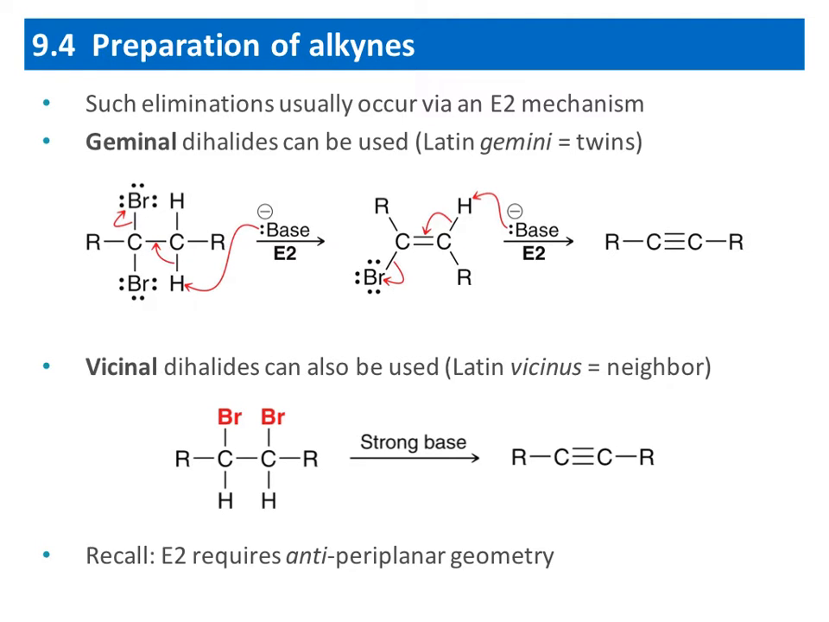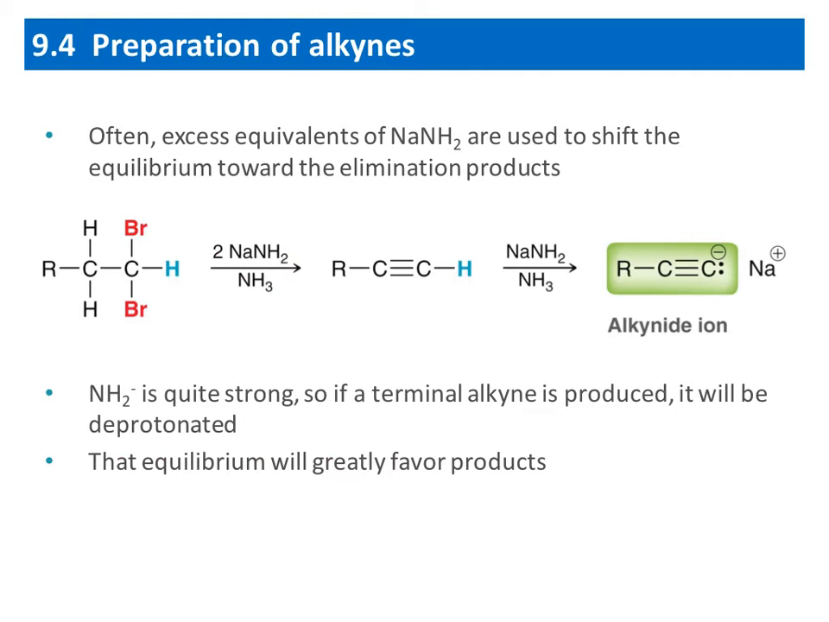Since it is an E2 mechanism, as a reminder, remember that the hydrogen and leaving group should be in anti-periplanar geometry. So if that comes up in an exam, remember this point. Oftentimes we use excess reagent in the preparation of an alkyne, and we show that with an excess label on the arrow. Now this reaction that you are seeing here is something that we just discussed.